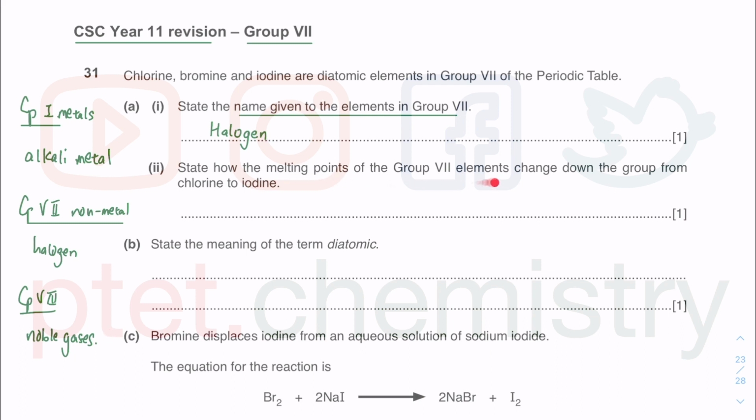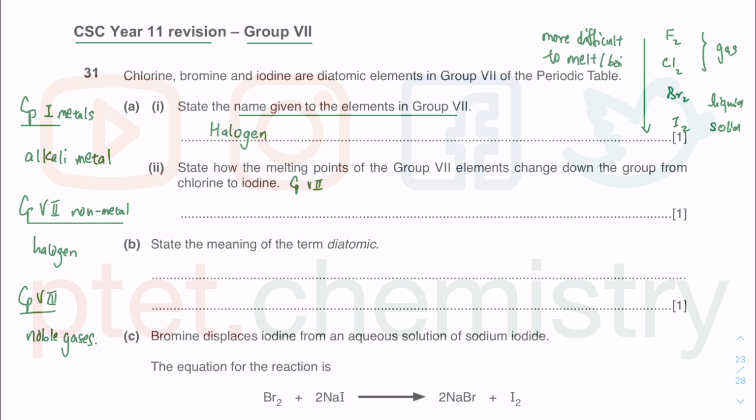Now, in terms of melting point, going down group 7, this is the opposite trend to the metals. So we know that F2, Cl2, Br2, and I2: I2 is a solid, Br2 is a liquid, F2 and Cl2 are gases. So what does that tell you? It becomes more difficult to melt or to boil. Therefore melting point increases, boiling point increases.